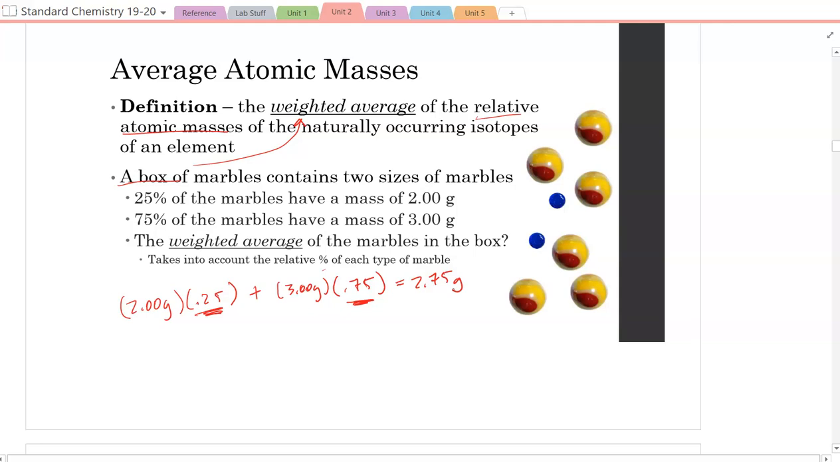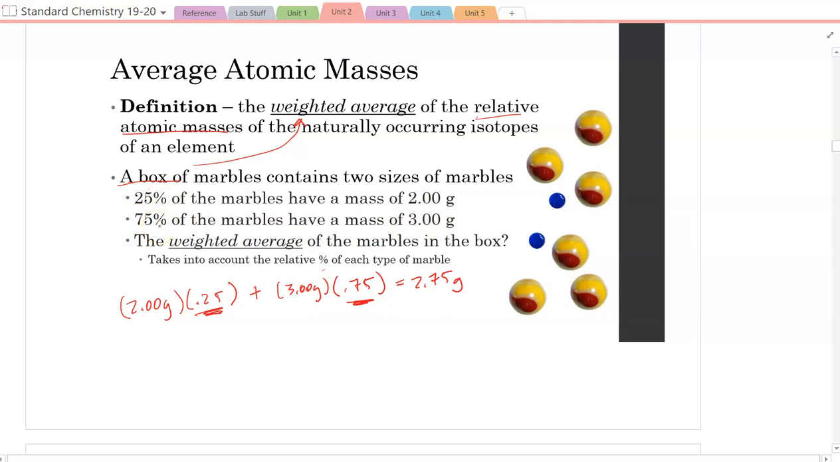Now, it's kind of weird, right? You can think of average as just being like adding two things and dividing it. But of course, when we talk about the different amounts, the different percentages that exist inside the box, it's not that simple anymore. Effectively, if you look at it, it's just basically 2 times this plus 3 times this, and then whatever comes out is the average mass.